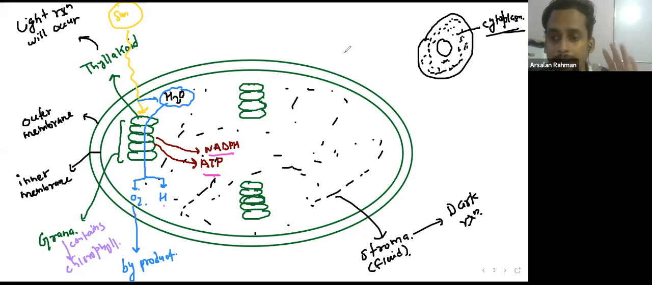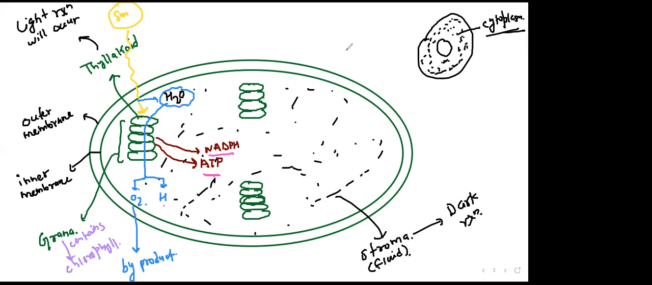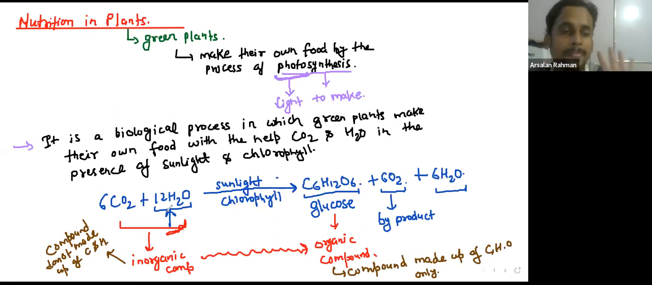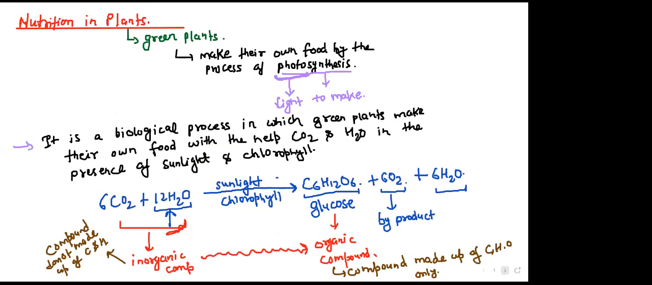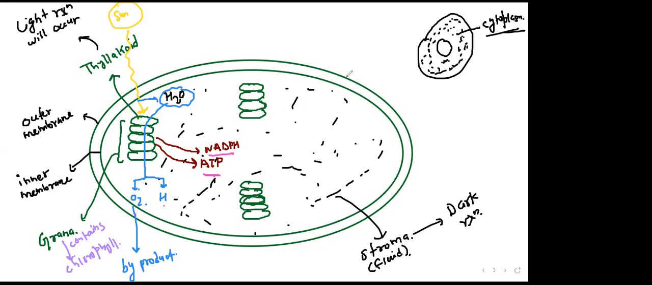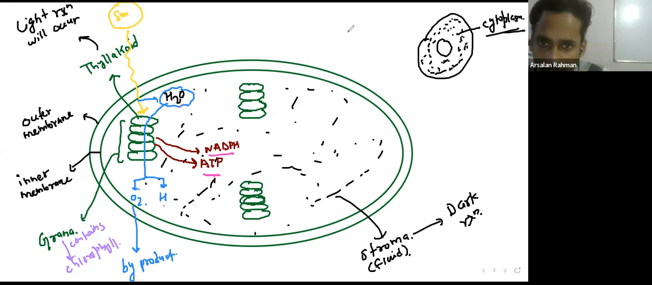What were the raw materials required during photosynthesis? CO2 and H2O. You can see that. Yes or no? Okay. So we have utilized the water molecule. Now we will use the CO2 molecule. Water molecule is required in the light reaction. Yes or no? Okay. Now one more molecule will come.